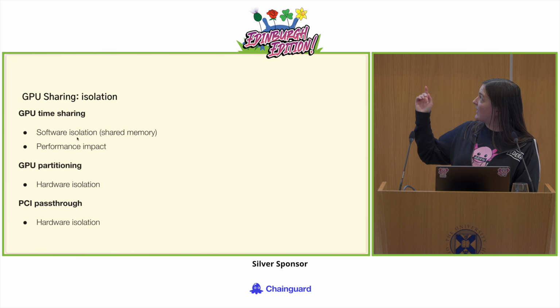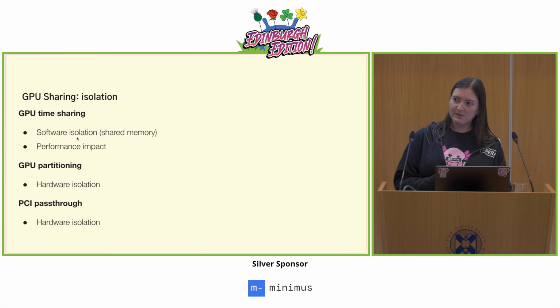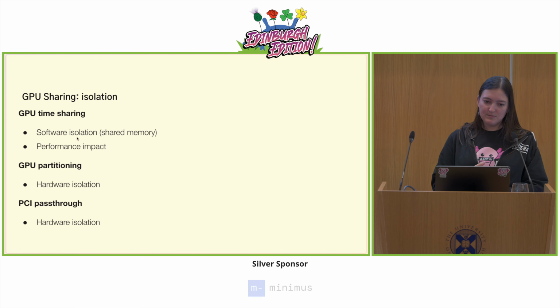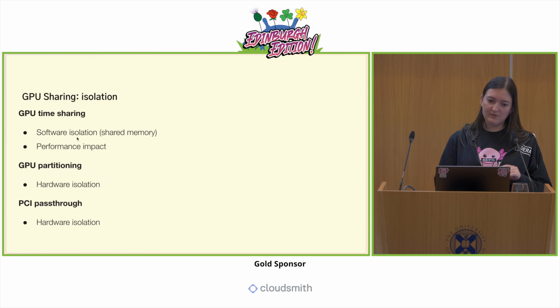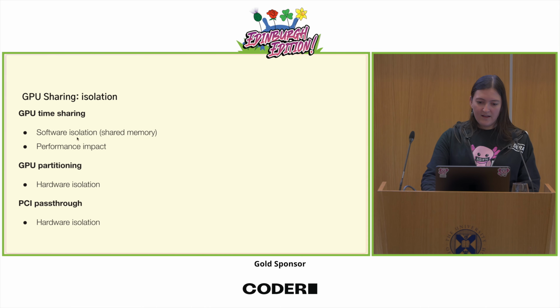So in summary, we have GPU time sharing, which does software isolation. You might have to worry about some shared memory pieces. GPU partitioning and PCI pass-through are both hardware level. GPU partitioning actually splits the GPU. PCI pass-through passes it up to your containers one at a time.